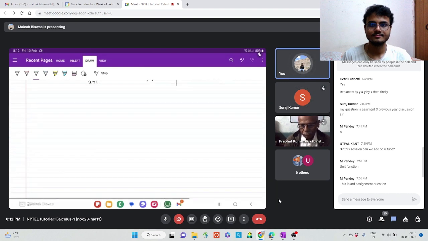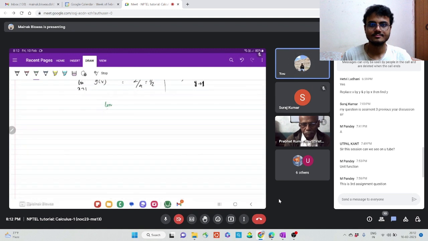So the actual way to write is this: limit h tends to 0, h plus. So this is f of h plus, this is a negative h minus half. This is a number very close to 1, so how do you write it? This is very close to 1, you get minus 1.